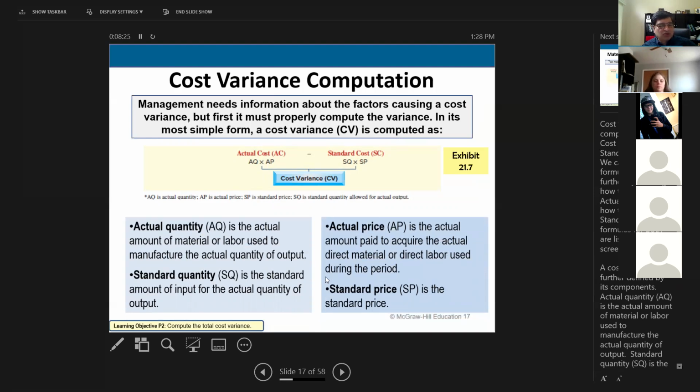Now, please note down these definitions. Actual quantity is the actual amount of material or labor used to manufacture the actual quantity of output. Standard quantity is the standard amount of input for the actual quantity of output. Notice this is the flexible part of it. Actual price is the actual amount paid. Standard price is the standard price. So this is the only thing that you need to make sure that you pay attention to is correctly stated.